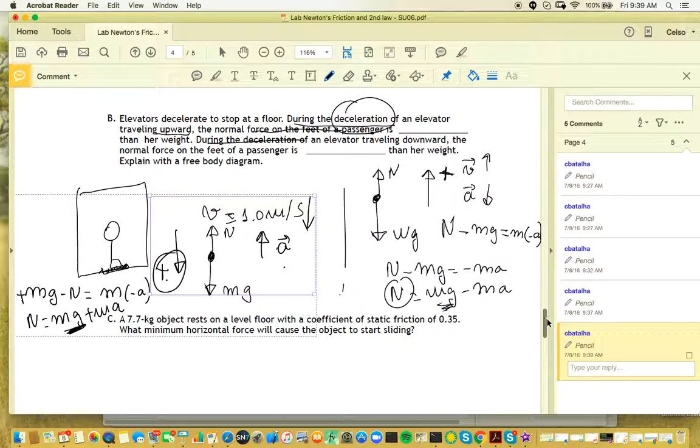So if the elevator suddenly has the cables snap and falls, you don't feel any reaction, right? You are in free fall in there. Okay.